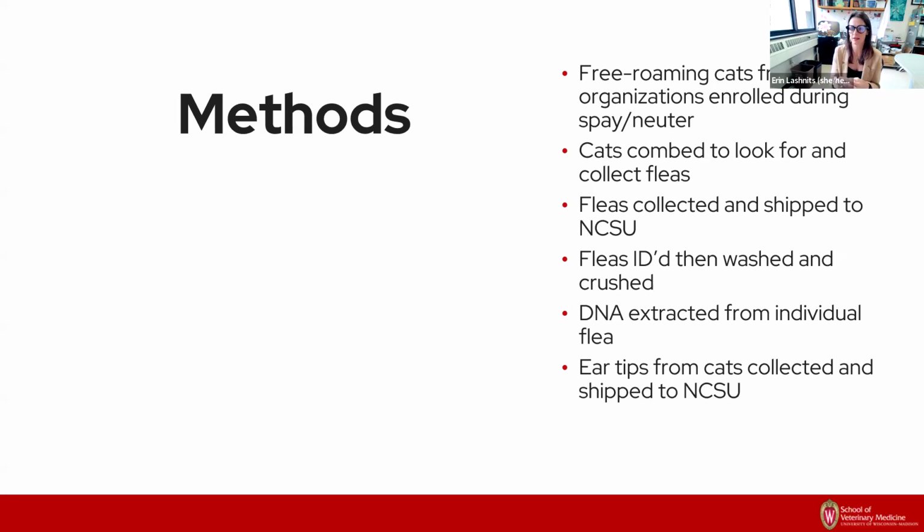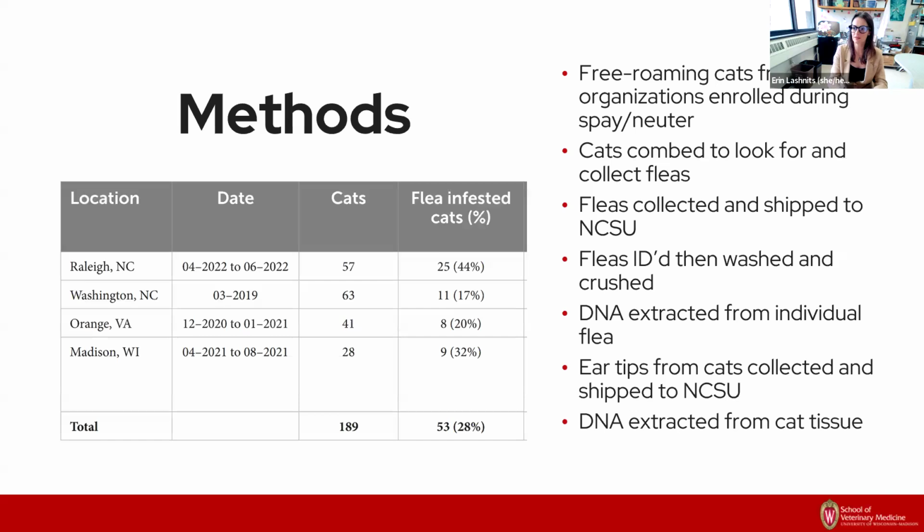So we were able to collect those ear tips that were removed during surgery and test those for the pathogens as well. DNA was extracted from the cat tissues using pretty standard protocols. And so this is the list of the locations that we sampled, the number of cats, and the percentage of cats that we actually got fleas from.